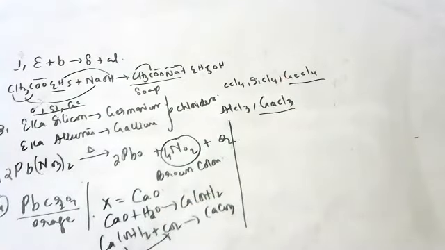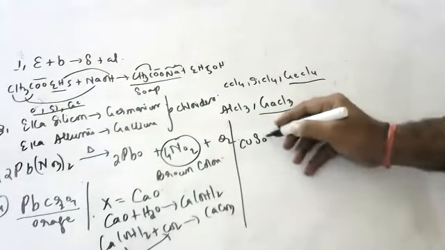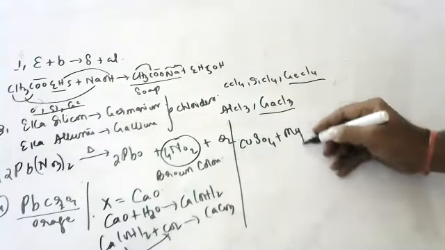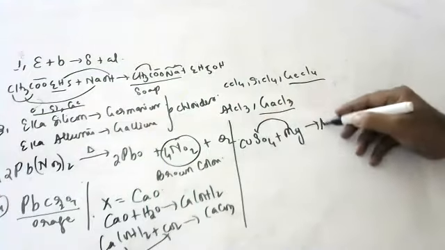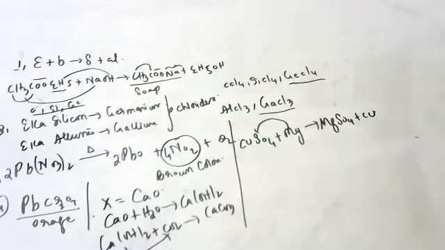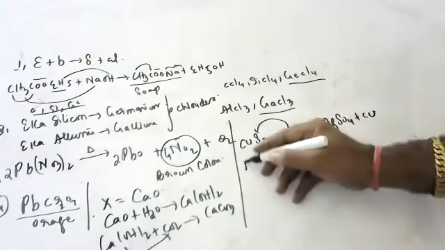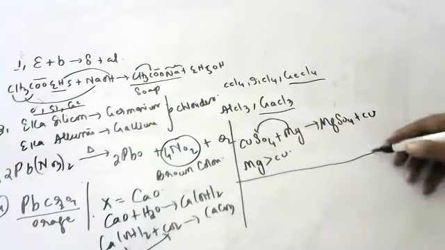Next, why does the color change when a magnesium ribbon is placed in copper sulfate? Because magnesium displaces copper from copper sulfate, since magnesium is more reactive than copper. More reactive metals displace less reactive metals from their salts.